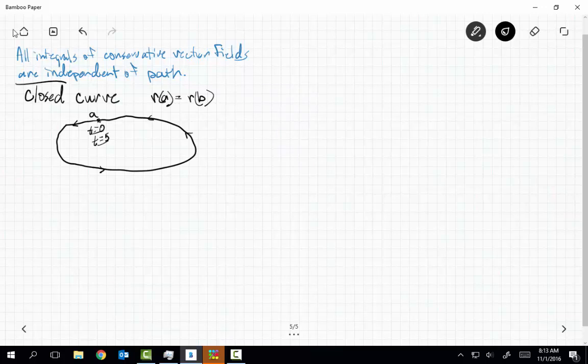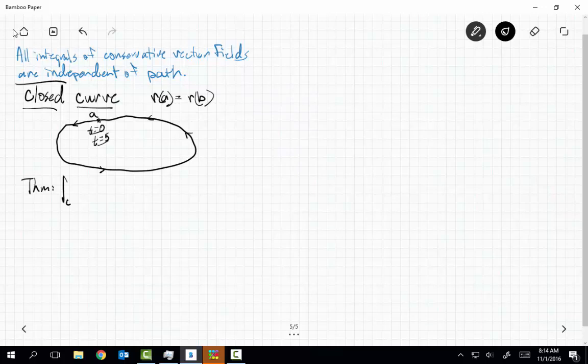Now, let's try and bundle this whole thing together for just a sec, based on what we know. There's a theorem. There's a couple of theorems that fall out from this idea of closed curves, independence of path, conservative vector fields, and all of that. So bear with me for a sec. Let's give you the first one first.